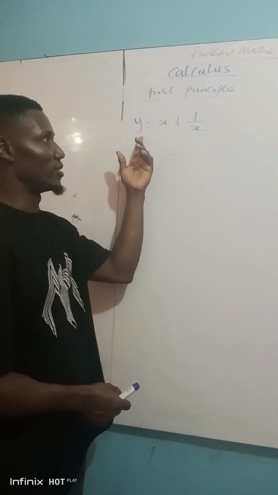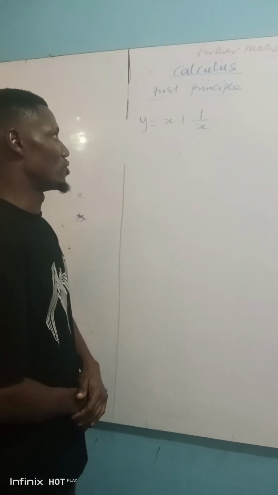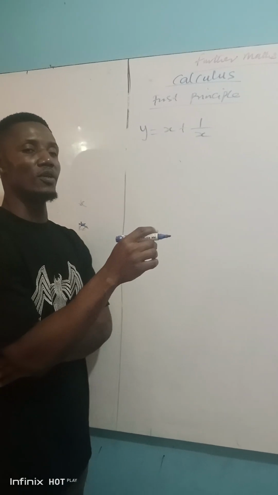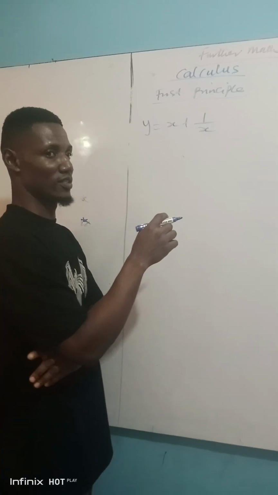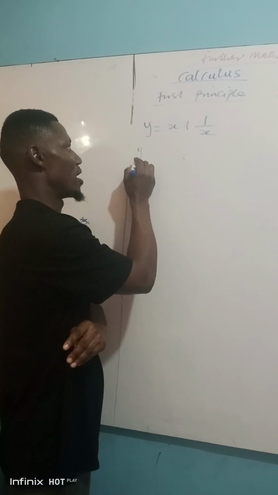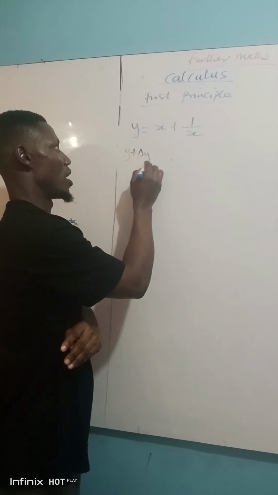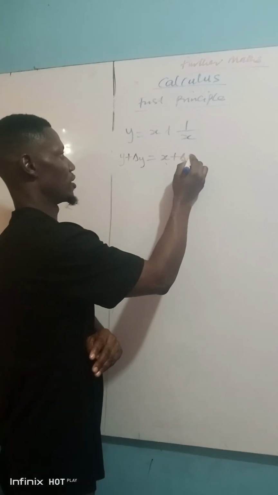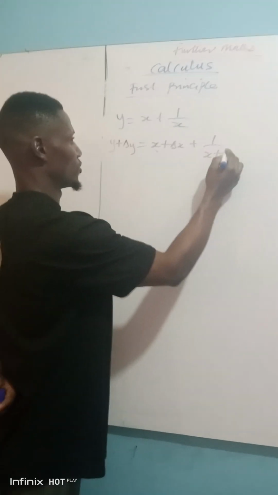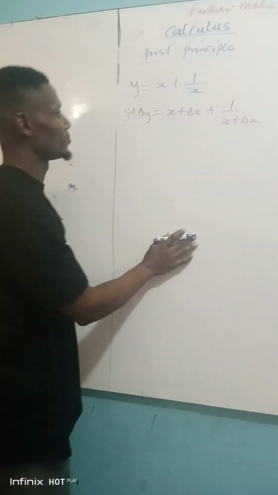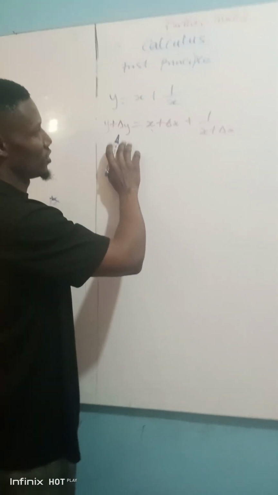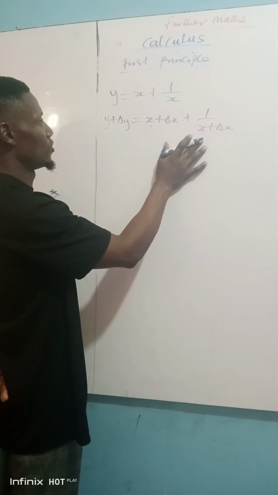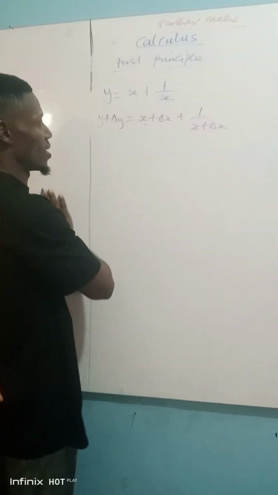If you're given a problem like this, y is equal to x plus 1 over x. The first thing you do is you say let there be a change in both x and y. That will be y plus change in y equals x plus change in x plus 1 over x plus change in x. Now, at this point, you don't really have much to simplify or factorize. So the next step is to make change in y the subject of the equation.